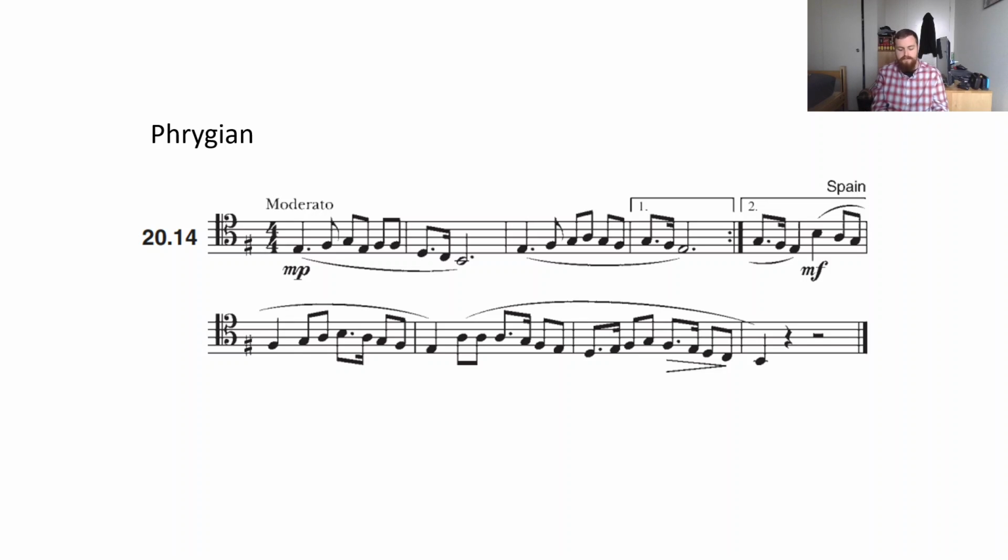So here we go. If we're assuming B, let's go ahead and sing the B Phrygian mode in half steps. 1, 2, ready, go. Very nice.